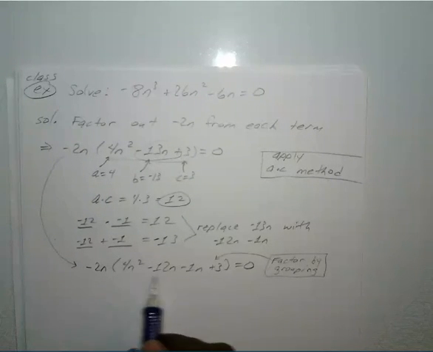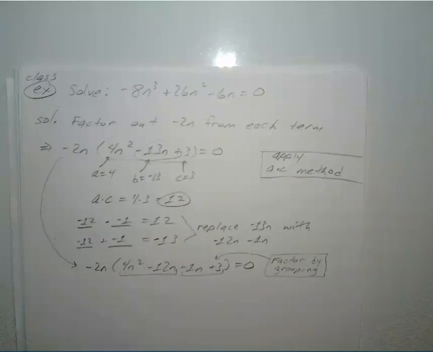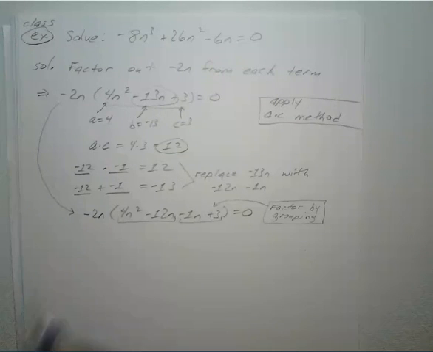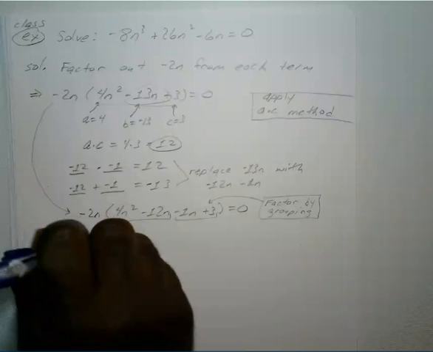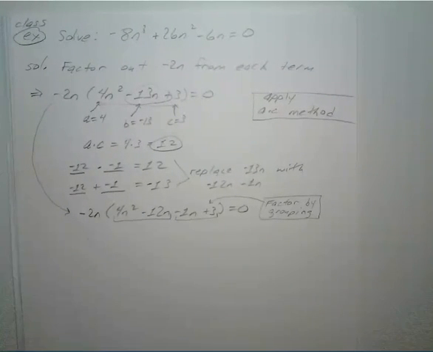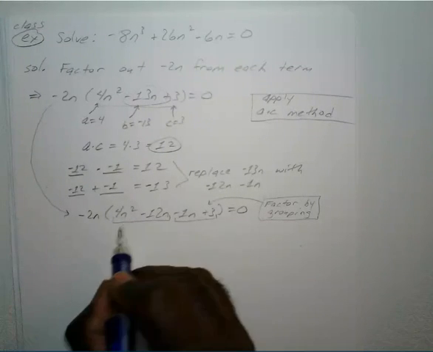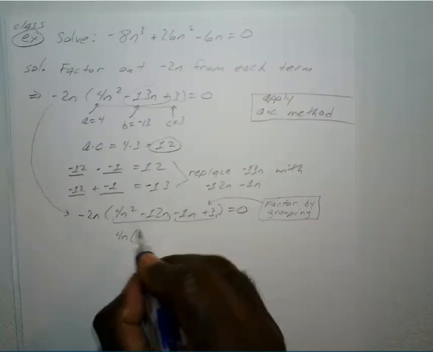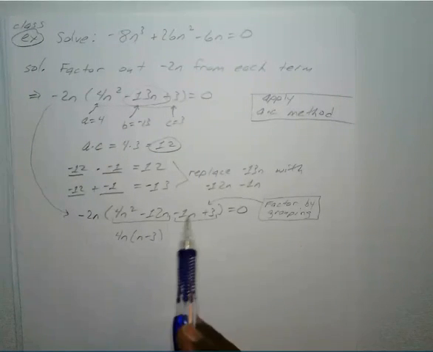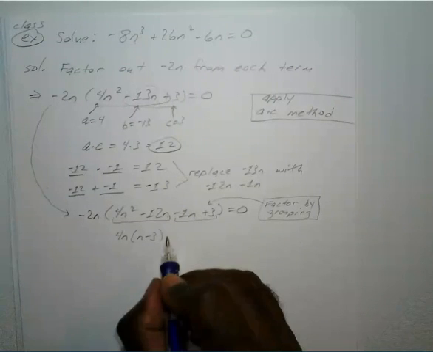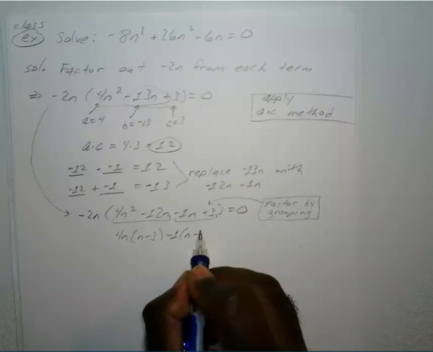Okay, so remember, when we factor by grouping, we get the 4 terms, and we just make them 2 smaller terms. So we'll do this first. So these 2 terms, we can factor out a 4n. So we have 4n times n minus 3. And these 2 terms, you can factor out a negative 1. Okay, so when you factor out your negative 1, you get n minus 3.